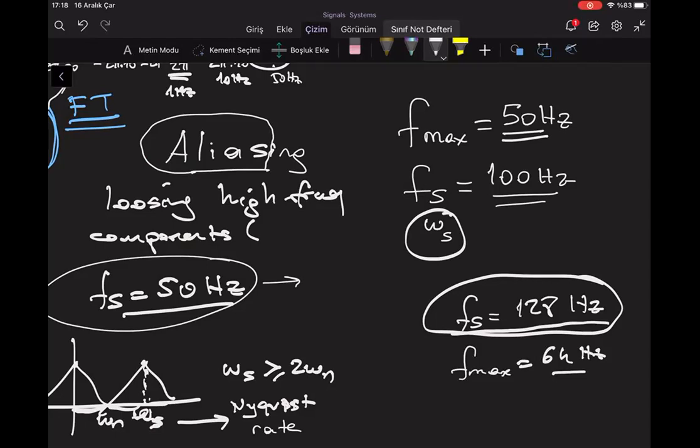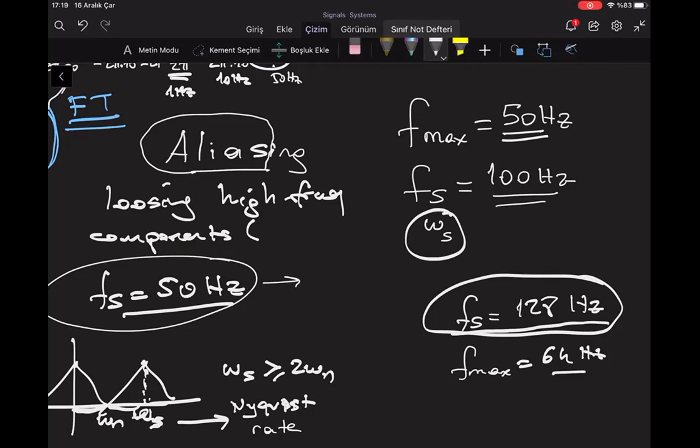oscillations. Anlıyor muyuz gençler? Hocam, what did you say in last sentence? We cannot sample, we cannot represent, we cannot see the details related to 100 hertz oscillations.